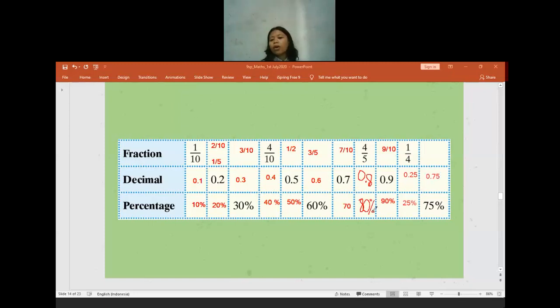Okay, for the 1 per 4, it will be 0.25. The percentage will be 25%. Correct. For the 75%, it will be 0.75. And what is the fraction of 75%? Anyone want to help me? 3/4. Okay, 3 by 4. Is there anyone confused or am I going too fast?